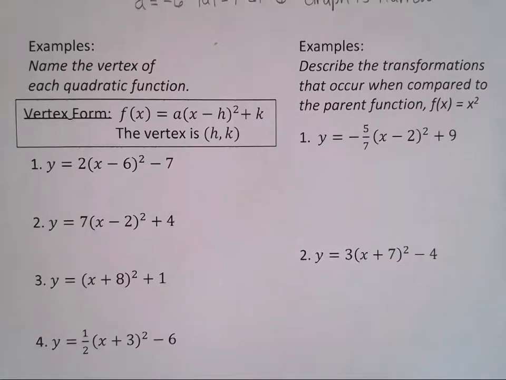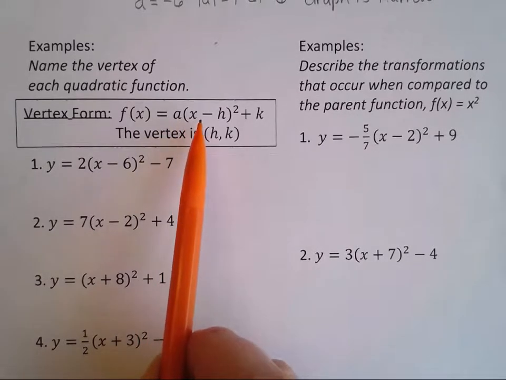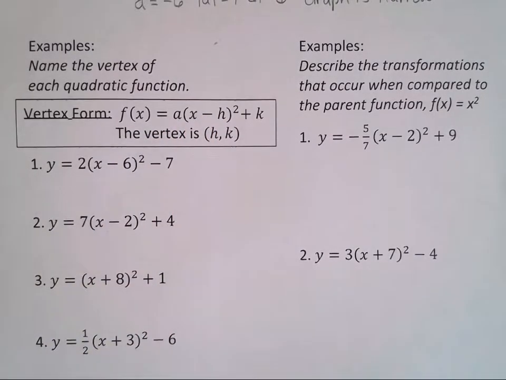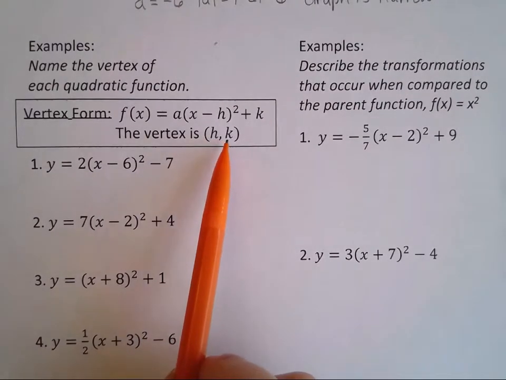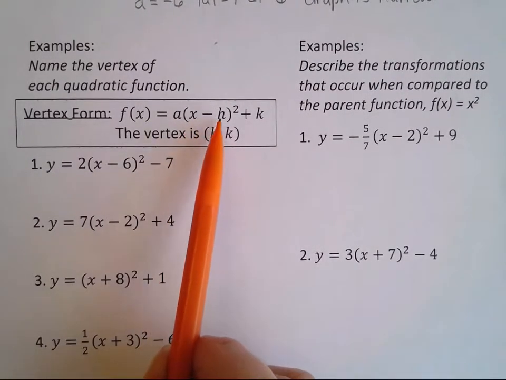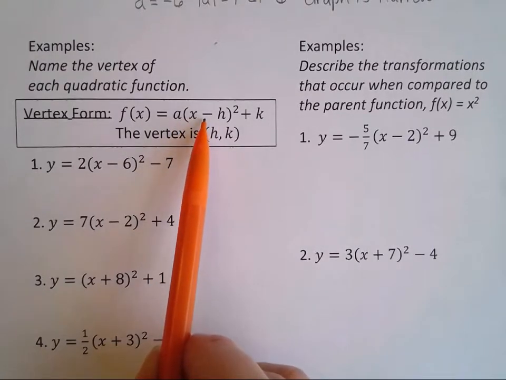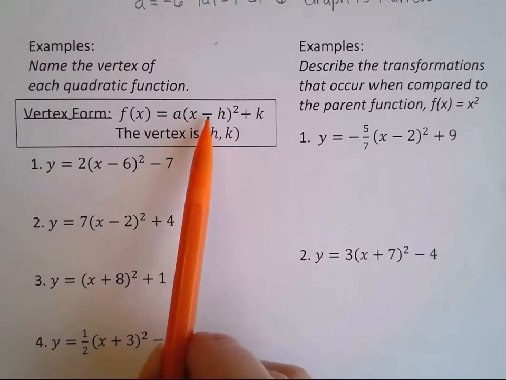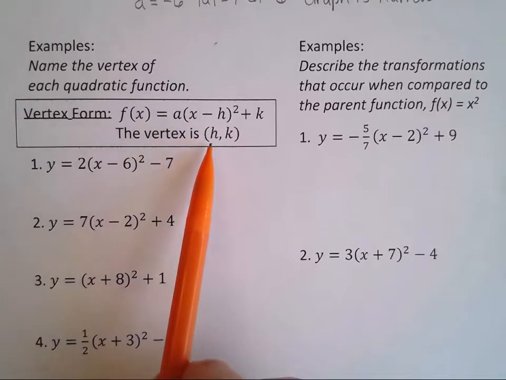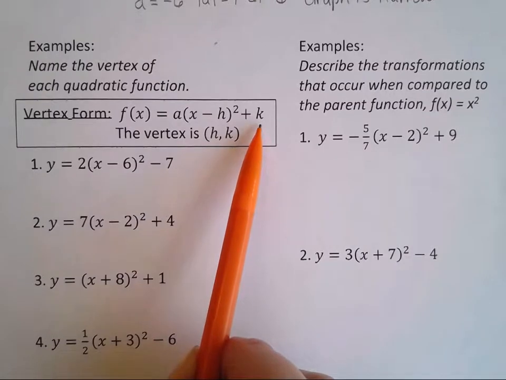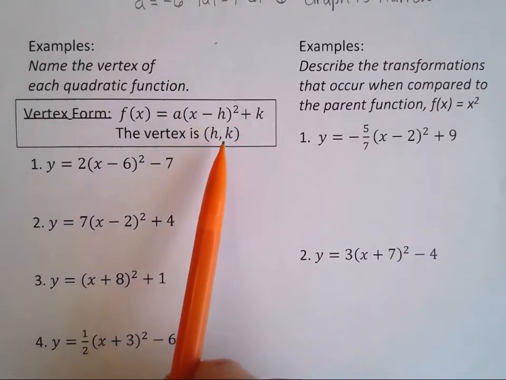Lesson 6.2 notes. We're first going to name the vertex of each quadratic function. Notice the vertex form. It is a times x minus h quantity squared plus k. The vertex is going to be (h, k). Because vertex form says minus h, this is what we need in order to find our h. Plus k, again we need a plus k in order to find our k value.